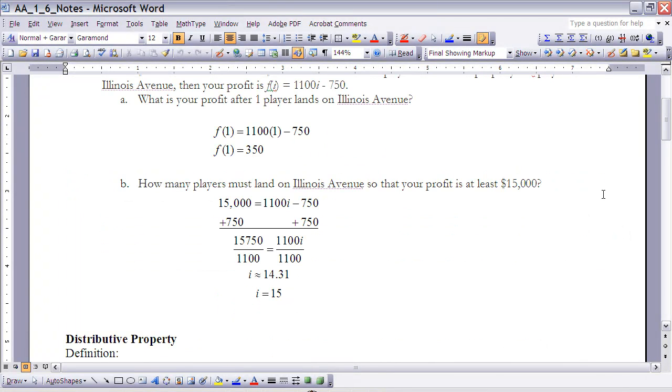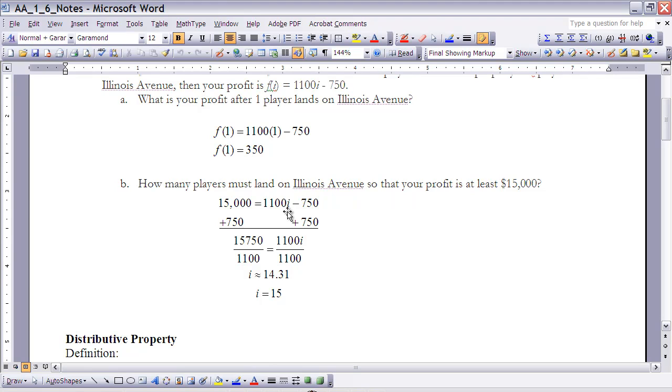Part B says, how many players must land at Illinois Avenue so that the profit is at least $15,000? So now I'm solving this function for when the function's value is 15,000. I'm plugging 15,000 in for f of I. So I have 15,000 = 1,100I - 750, and now I'm going to go through and solve that.